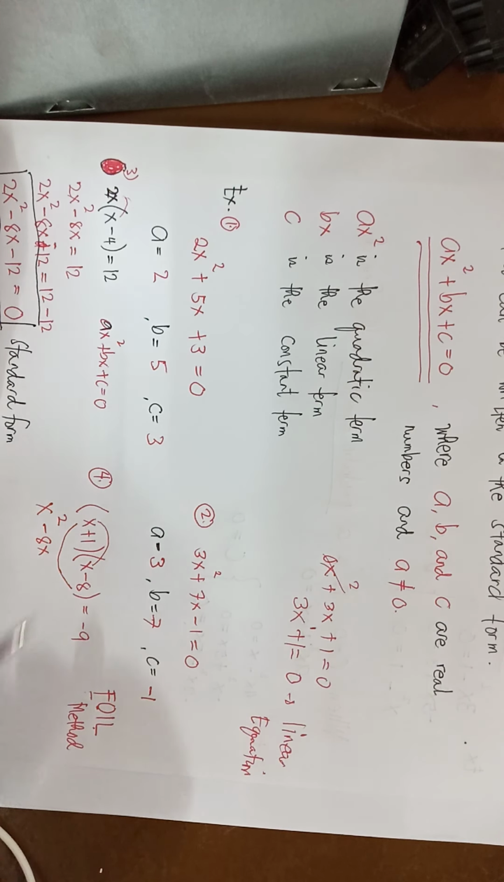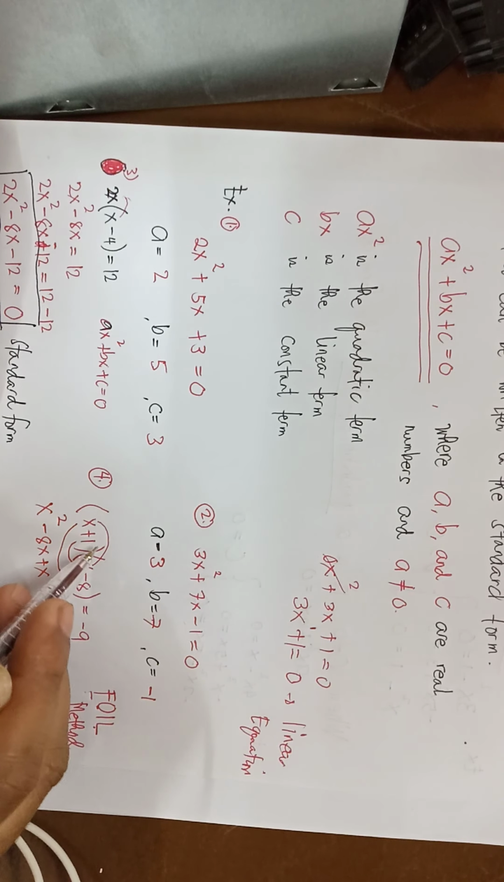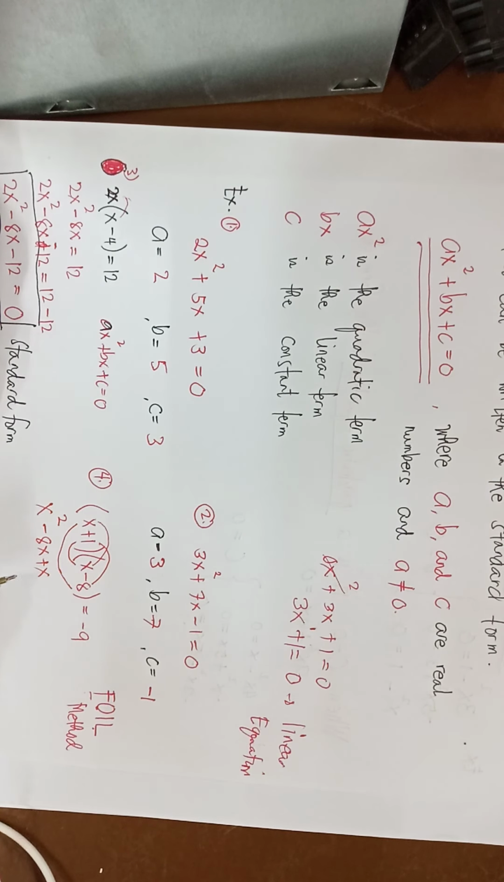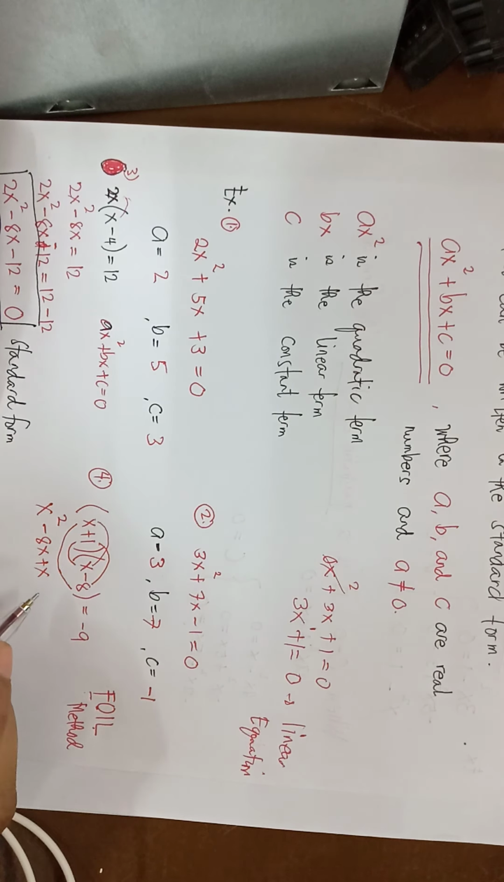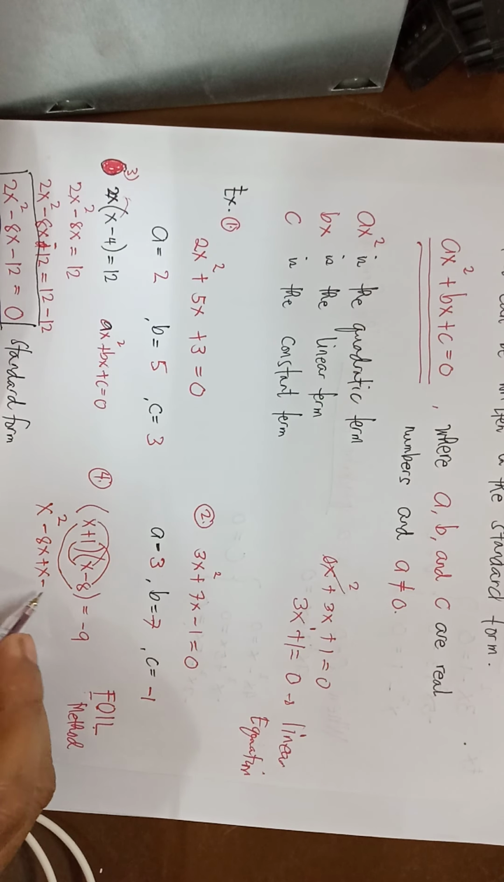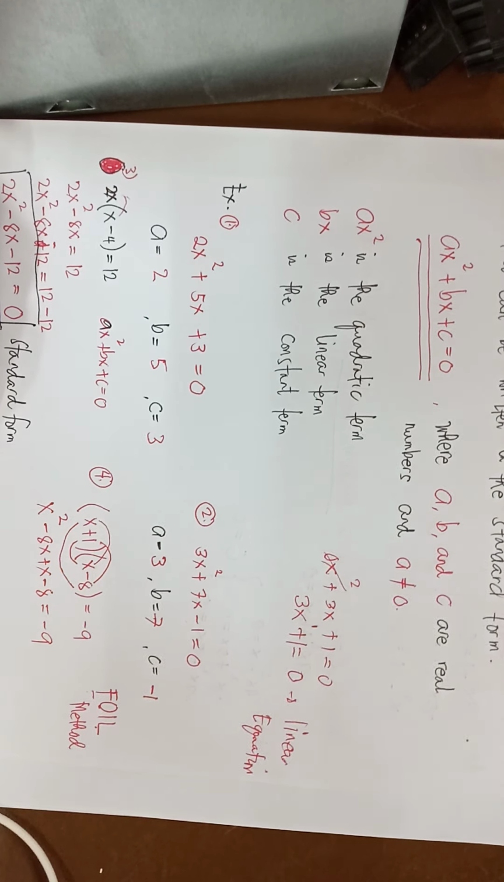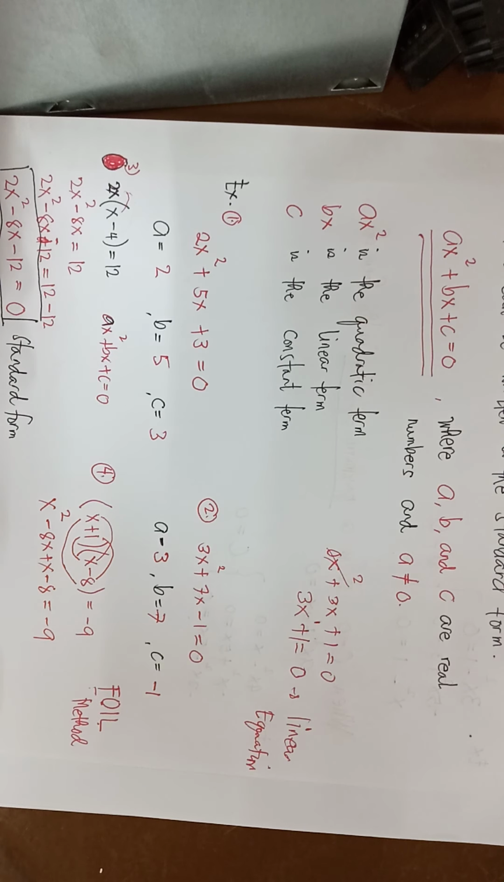Next, the inner terms. The inner terms are 1 and x. 1 times x is equal to positive x. And lastly, the last terms, which is 1 and negative 8. So 1 times negative 8 is equal to negative 8, equals negative 9. Now, is it in standard form?